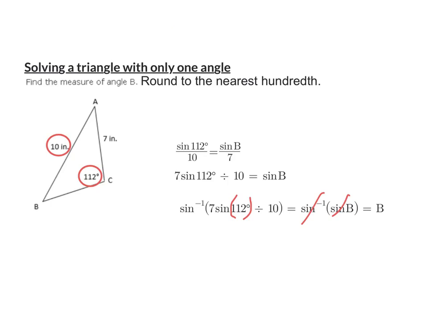40.47 is what you should have gotten. Now, make sure that you entered it in your calculator properly. Okay, so double check that.